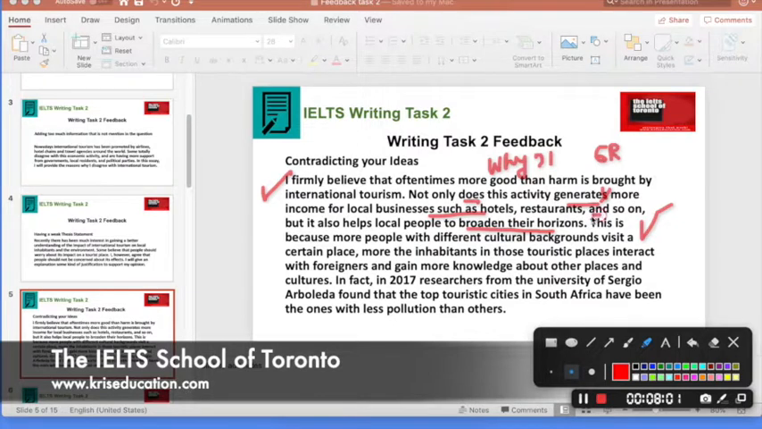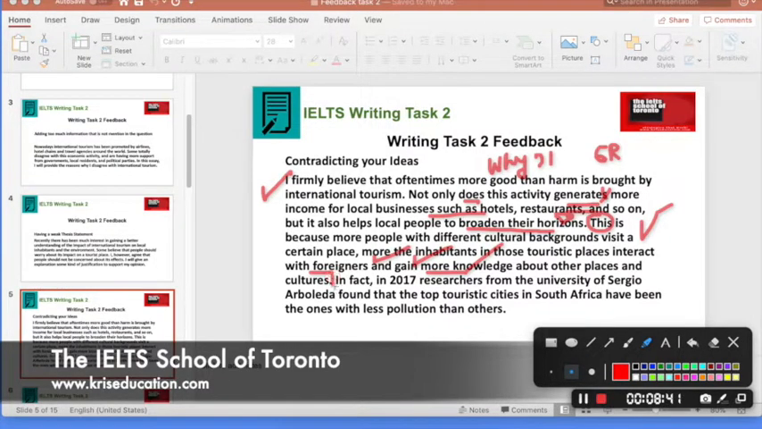So this is because, very good use of "this" here, the reference word, which goes back to the previous idea. This is because the more people with different cultural backgrounds visit a certain place, the more the inhabitants in those touristic places interact with foreigners and gain more knowledge about other places. So I can clearly see here how the inhabitants gain more knowledge. Very good explanation indeed. So this guy is doing a very good job. He's mentioning and he's going deeper. He is explaining the ideas, and this is very, very important in IELTS.